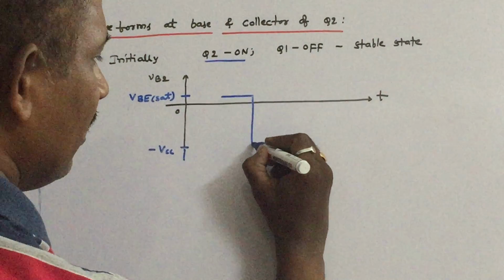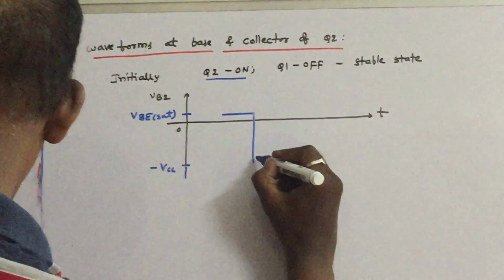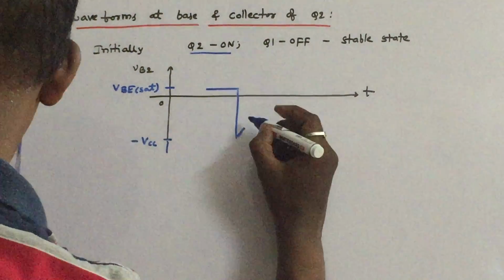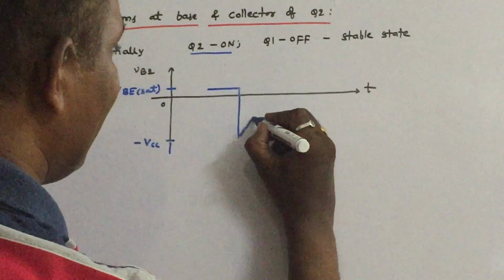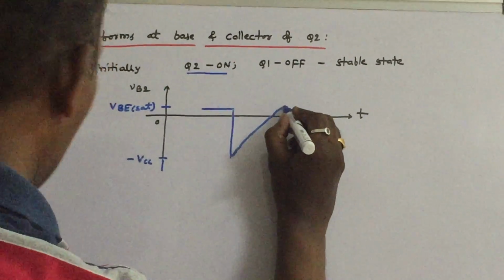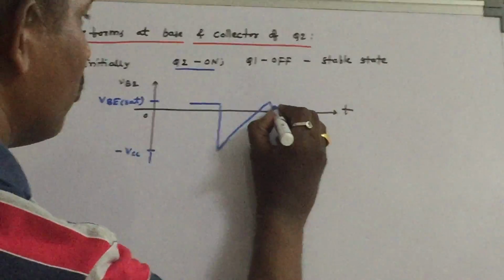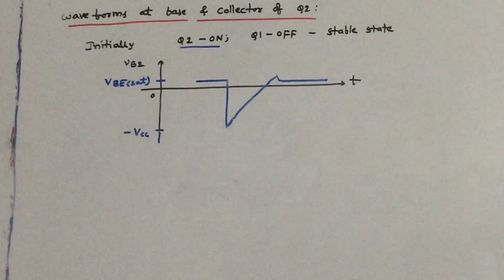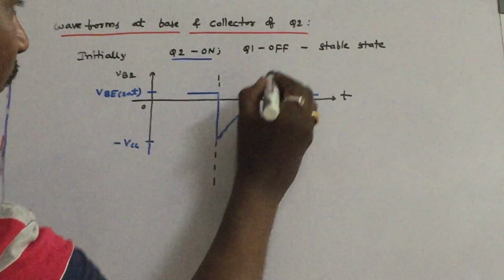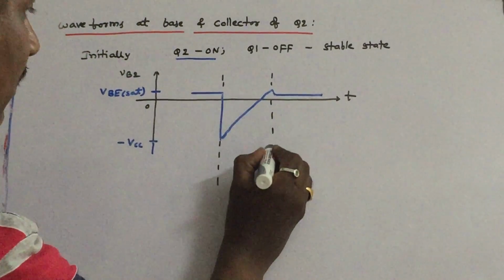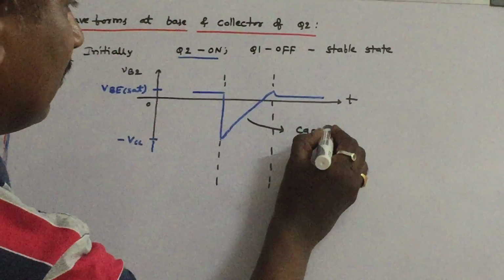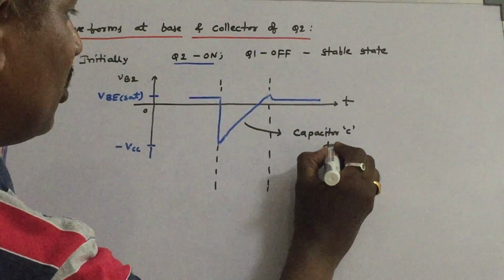Since Q1 is turned on, the capacitor slowly discharges exponentially. So the potential at A becomes less and less negative. At some stage it reaches just the cut-in voltage of Q2, and hence Q2 is turned on. So this waveform we have to mention clearly. This is the capacitor C discharging.